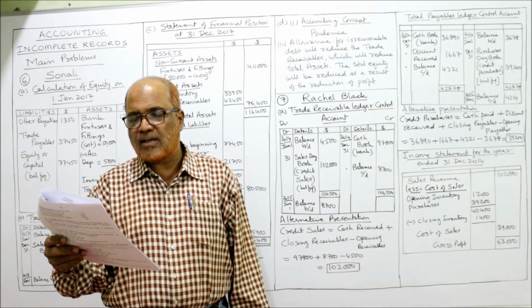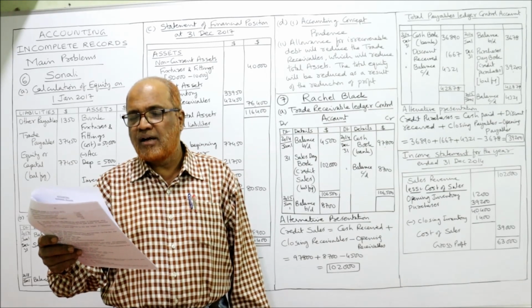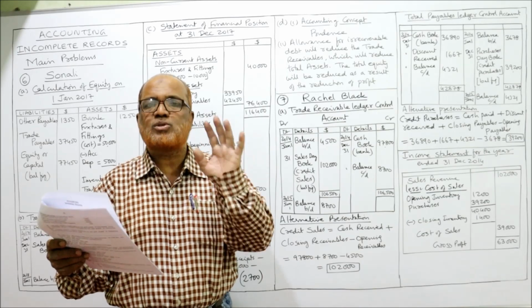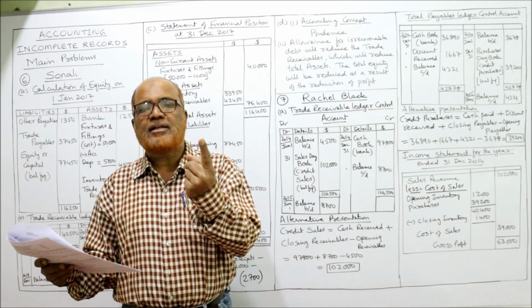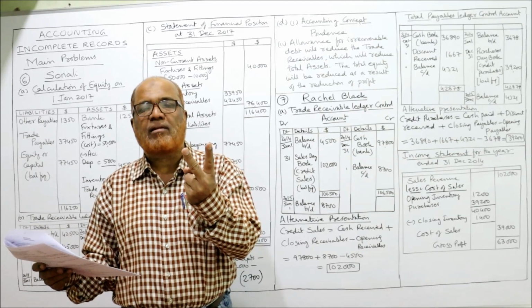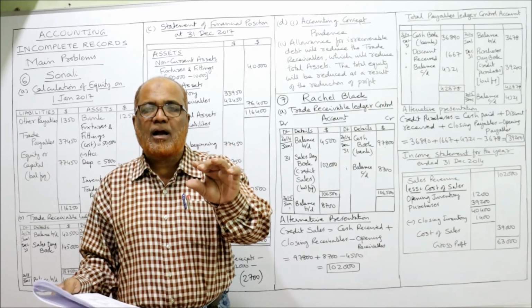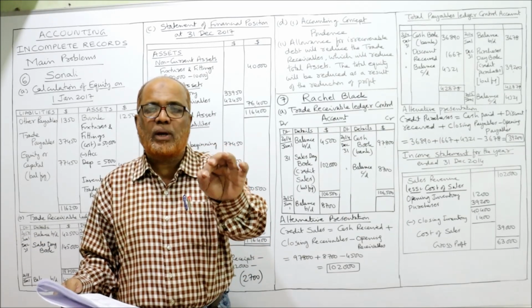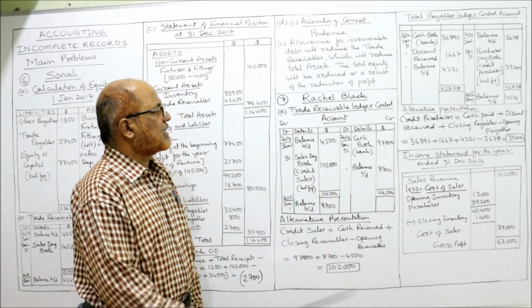Calculate the sales for the year, calculate the purchases for the year, and prepare the income statement for the year only to find out the gross profit. So three questions are asked. First question, calculate the total sales. Second question, calculate the total purchases. And thirdly, prepare an income statement to find out only the gross profit. That's it. Now, one by one we'll start.